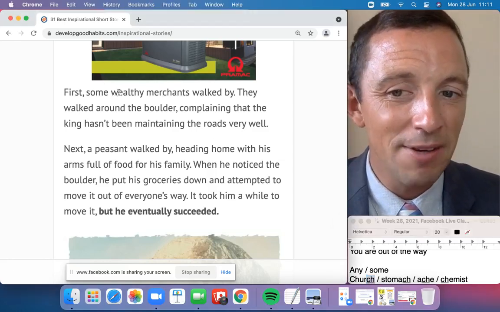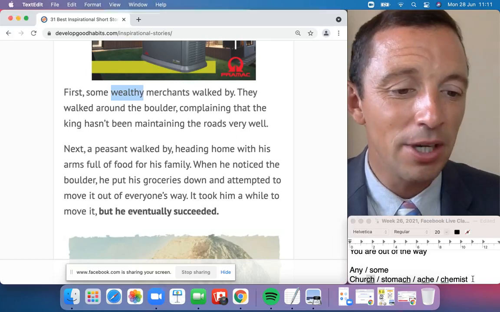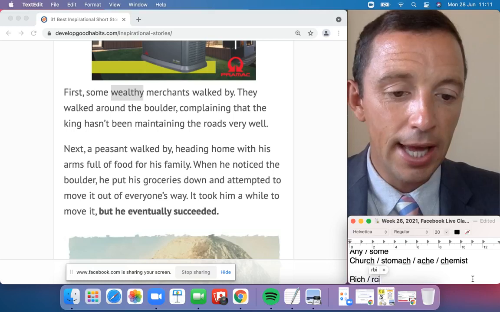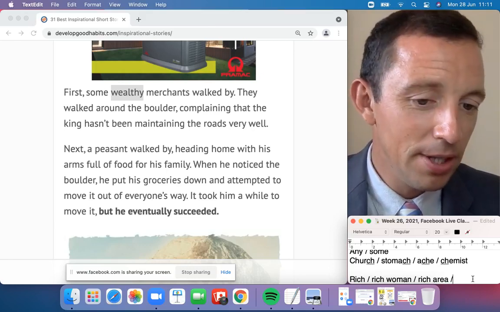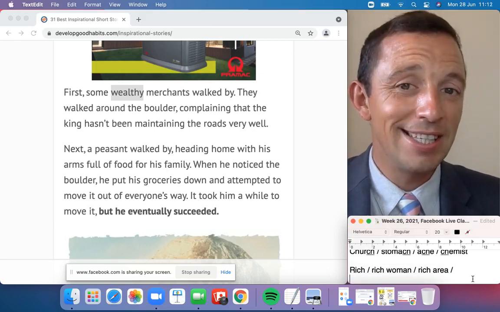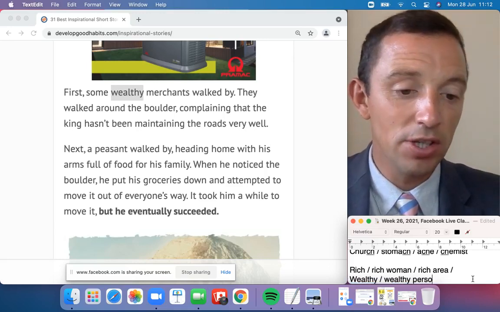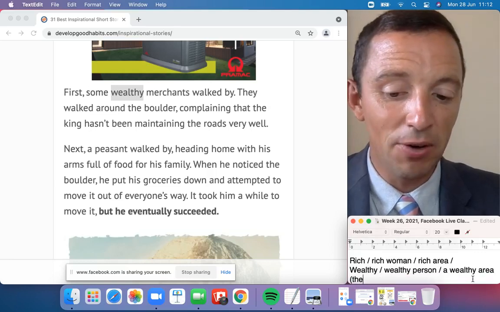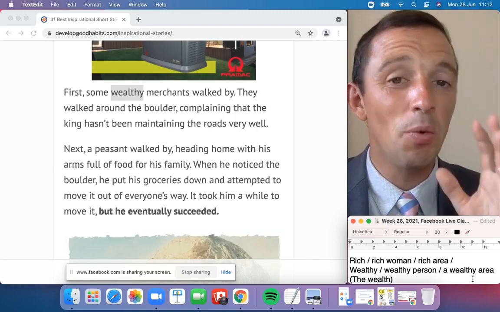Wealthy is a fantastic adjective because most people do not know it, because most people understand rich. You could say rich woman, and rich area. Okay, you could say rich, very, very typical, but the other adjective is wealthy. Okay, so you can have a wealthy person, a wealthy area. Okay, and the noun is the wealth. That's like the richness.